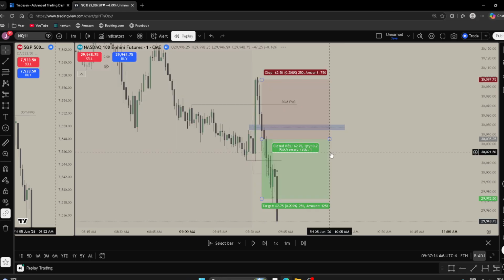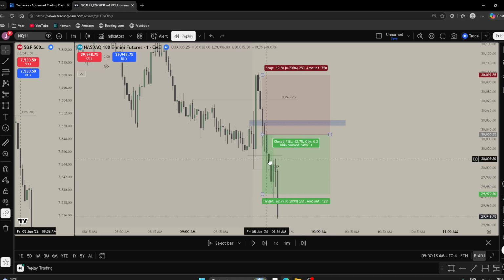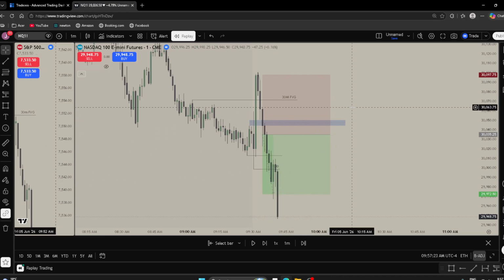I went break even at the 9:30 wick, and then I wasn't really concerned about any break evens because we closed really strongly on the 1-minute below it. We closed this body right here, and then I was not concerned at all after that.